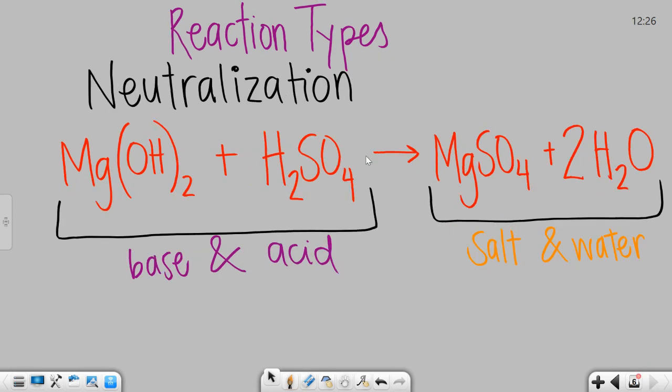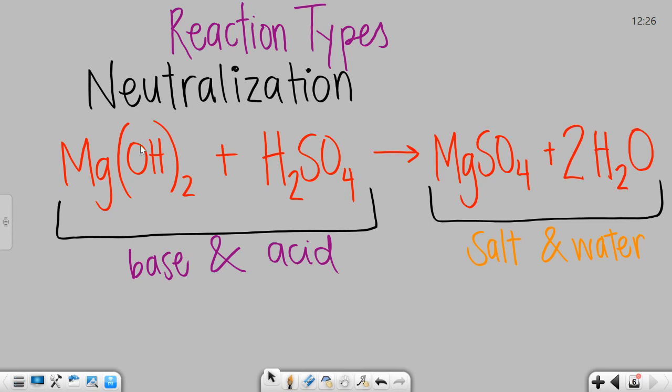And our last one is a neutralization reaction. Now I'm going to go ahead and let you know that a neutralization reaction is also a double displacement reaction. But what's so special about it is that you have acids and bases coming together to form neutral substances, things that have a pH of 7.